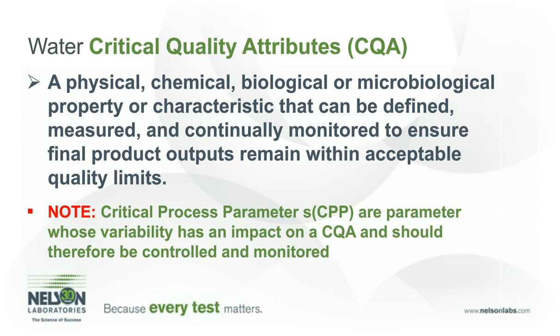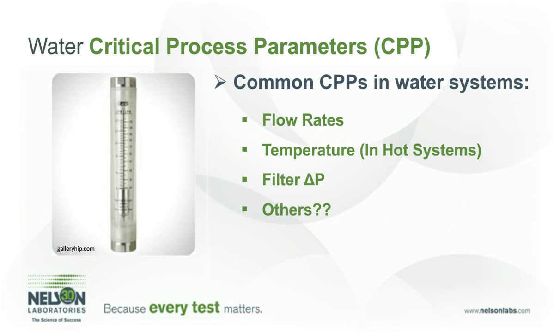This is not to be confused with critical process parameters, which are parameters whose variability has an impact on the critical quality attribute and should therefore be controlled and monitored as well. To further clarify a critical process parameter in water systems, for example, parameters such as flow rate, temperature in hot systems, and filter pressure differential should be controlled and monitored. These have a direct impact on the critical quality attributes of that system.